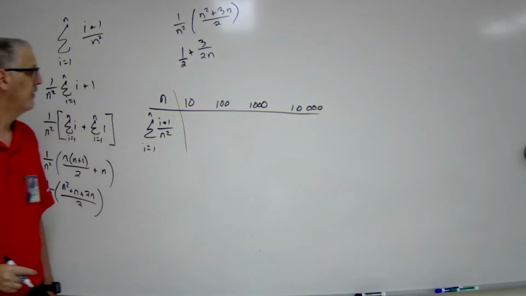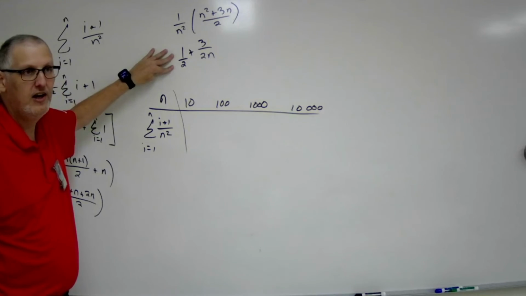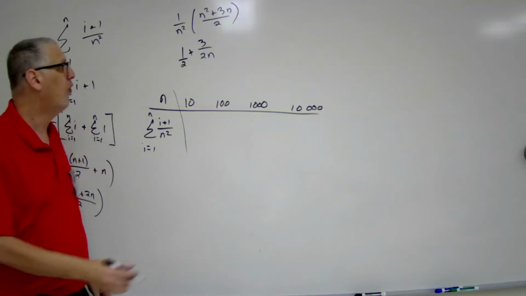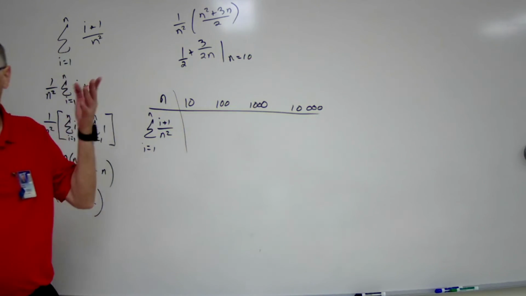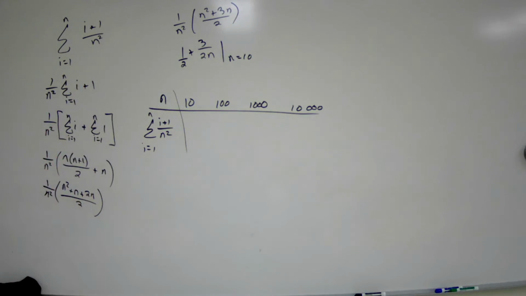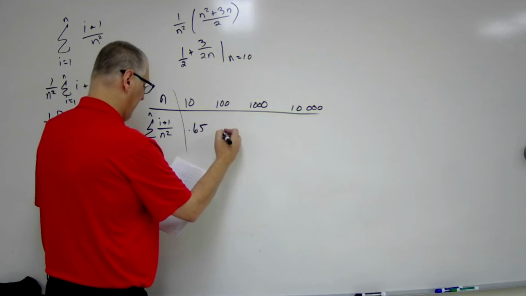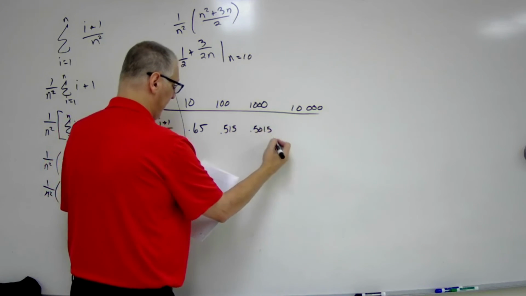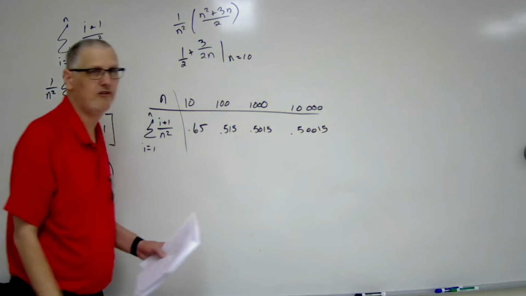This is where my calculator is really handy, because I now have a formula I can put in the calculator. Either you can do it in the table, or you can do it such that n equals 10, and then you go back up, add a 0, go back up, add a 0, go back up, add a 0. Or you can just let me write it on the board, because I've already done this. 0.65, 0.515, 0.5015, 0.50015. Guys, what am I really doing on this table?